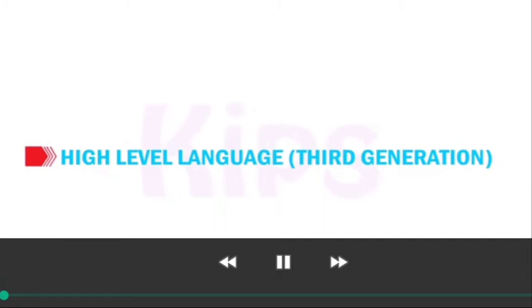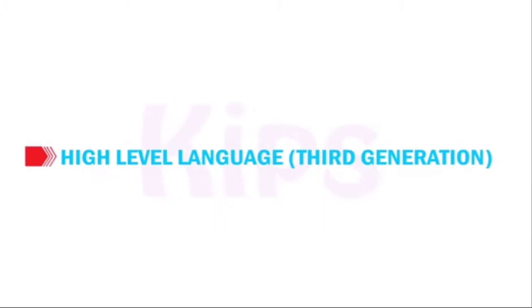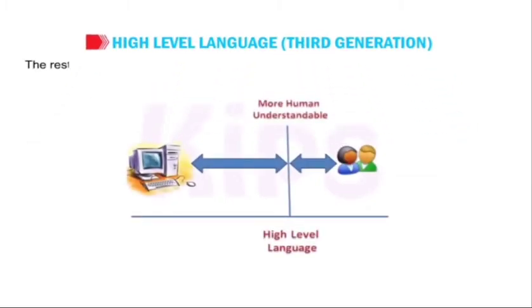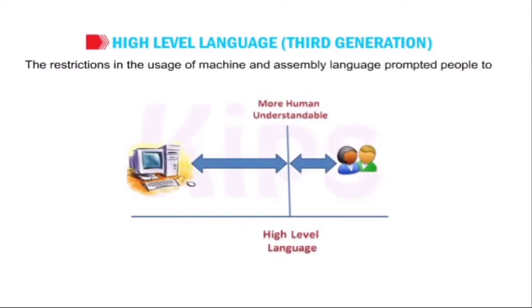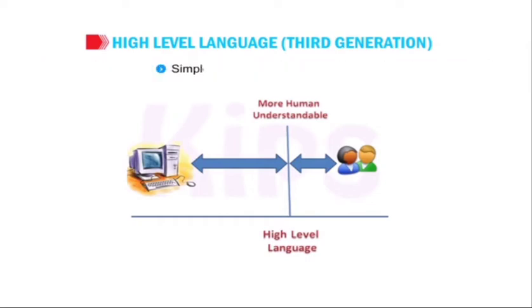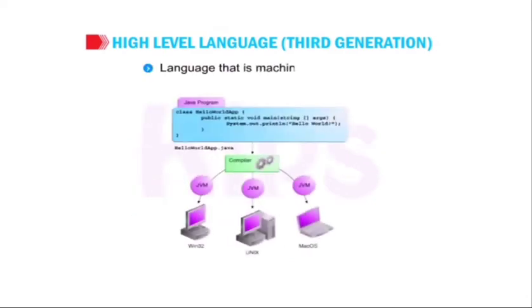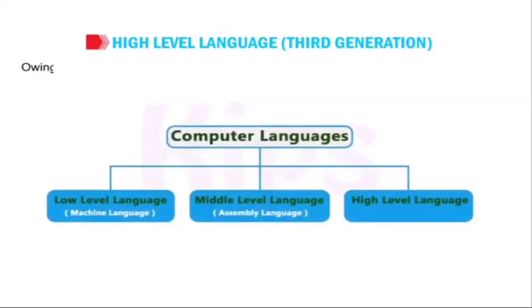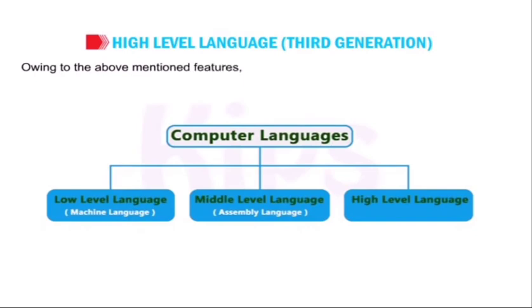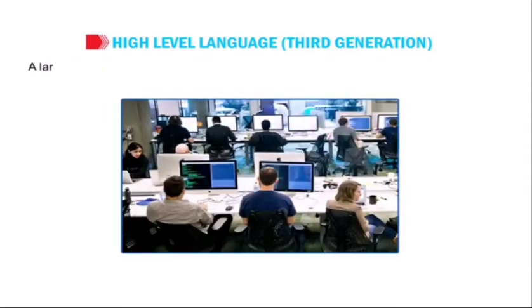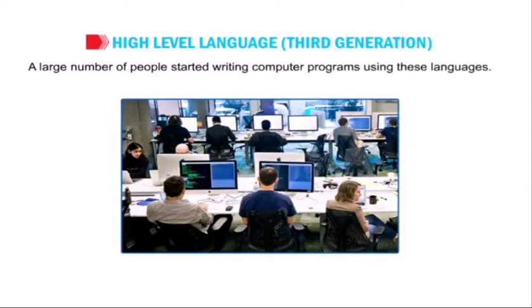Alright, we will discuss the high-level language, third generation language. The restrictions in the usage of machine and assembly languages prompted people to develop a language with the following features. Simple and user-friendly language. Language that is machine independent. Owing to the above-mentioned features, it became easy to learn and use the computer languages. A large number of people started writing computer programs using these languages.